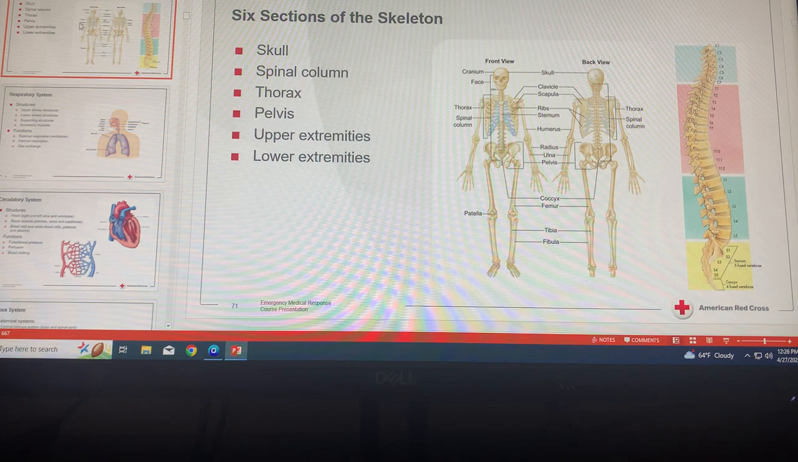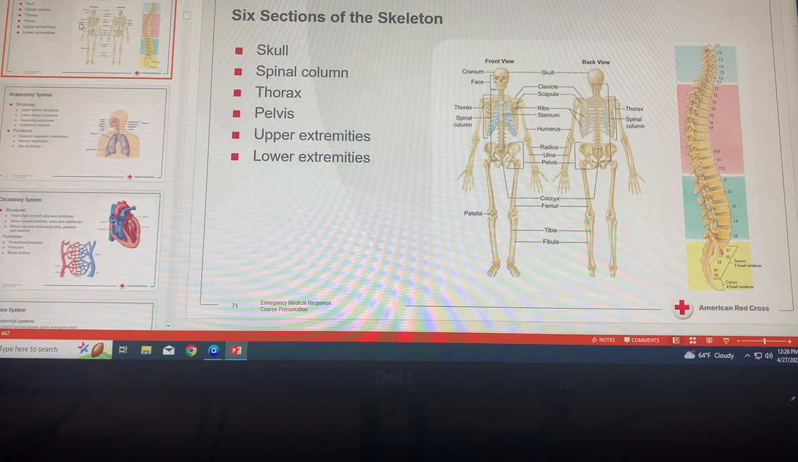Next is the pelvis. The pelvis, also known as the hip bones, is made up of several bones, including the ilium, pubis, and ischium. The pelvis supports the intestines and contains the bladder and internal reproductive organs.